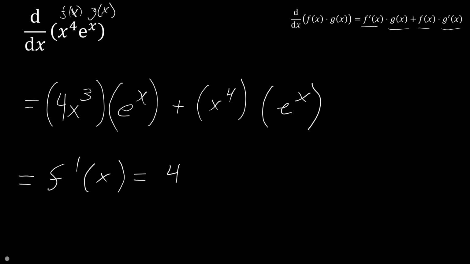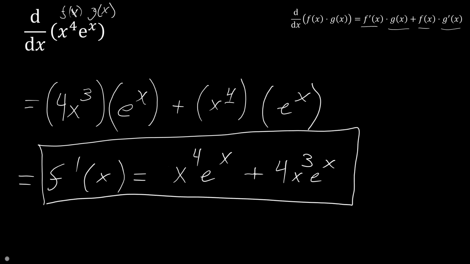4x. Actually, let's put this in the correct order. You always want to be ordering your polynomials in the order of greatest magnitude of exponent. So basically it's going to be x to the fourth e to the x plus 4x cubed e to the x. And there's your derivative for that one right there.